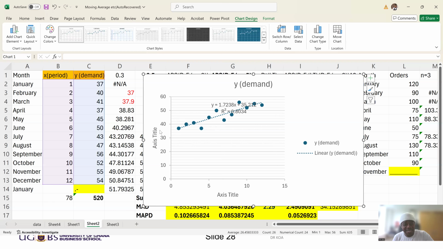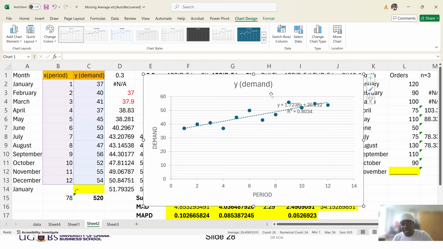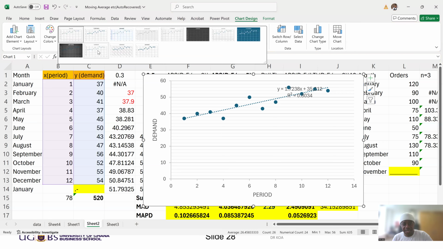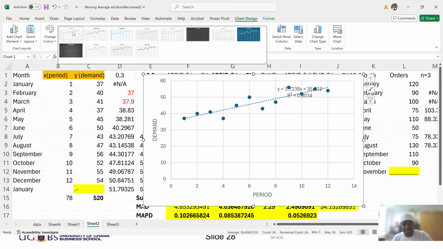Remember the Y-axis is the demand, so here you need to rename it and call it demand. I'm just going to type it myself. The X-axis is the period, so I'm going to type it and call it period. All of these legends are not necessary, so you can delete the legend. And the title, which is demand, is not necessary, so you can delete the title. Now, this is it. It's not too clear because of the grid lines, so you can go to the top here and select one where there are not many grid lines, like this, or like that, whichever one is good. I think I'll take this one.